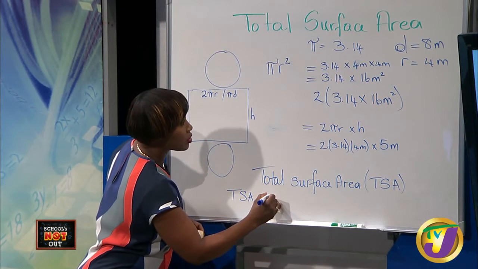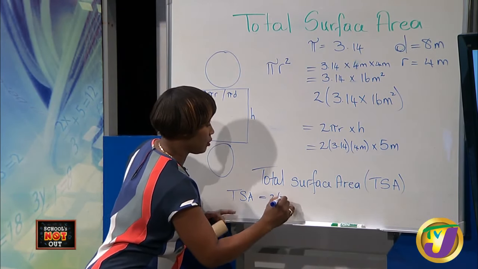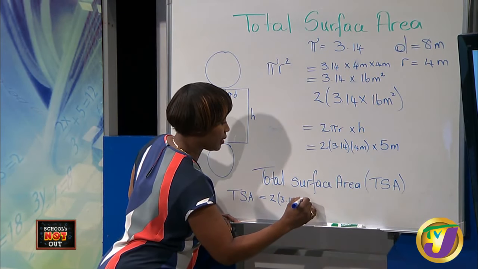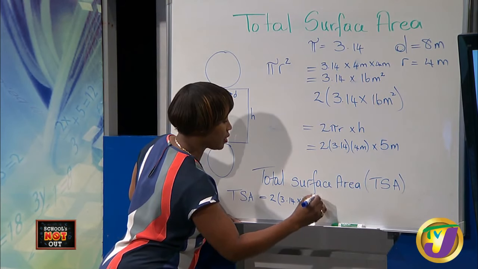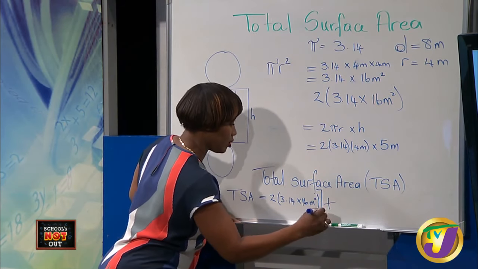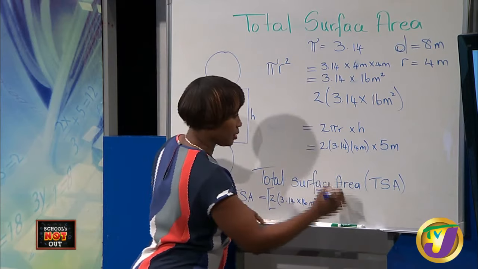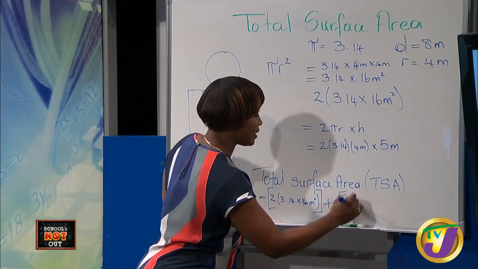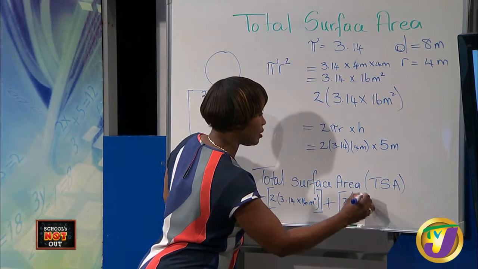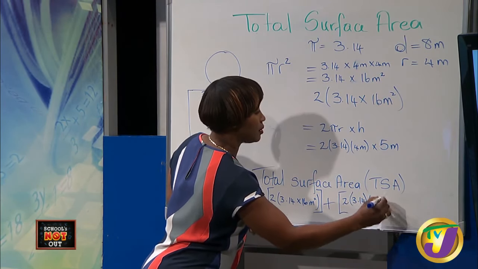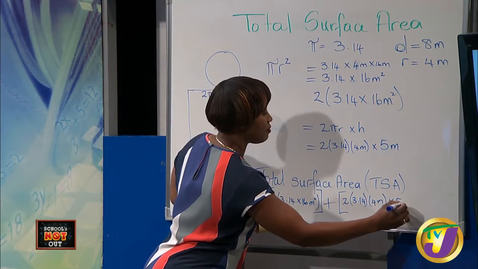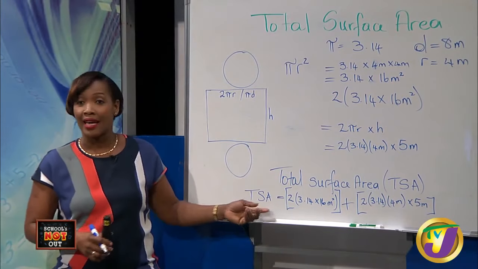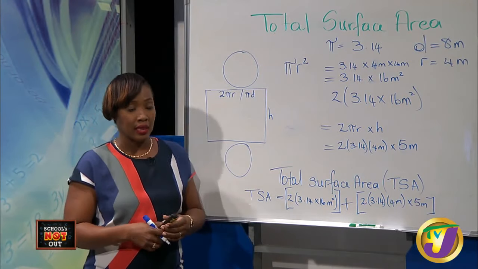So we'd have 2 times 3.14 (the pi value), multiplied by 16 meters squared, plus, so we're going to put this into a bigger bracket, plus the area of the rectangle, which can be calculated using these values: 4 meters multiplied by 5 meters. And when you sum those two, you'd have gotten your TSA, which is your total surface area for the cylinder.